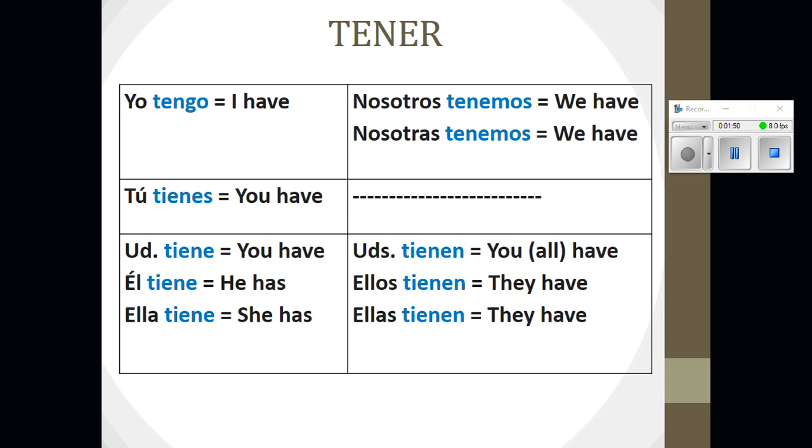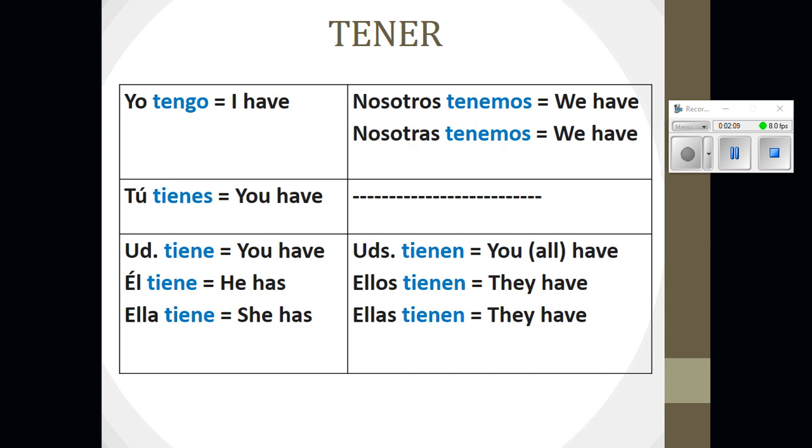Okay, on the plural side, nosotros tenemos means we have, and remember if it's all girls, nosotras tenemos, we have. Ustedes tienen, you all have. Ellos tienen, they have, and ellas tienen, they have. Let's go through and say these forms together, okay?